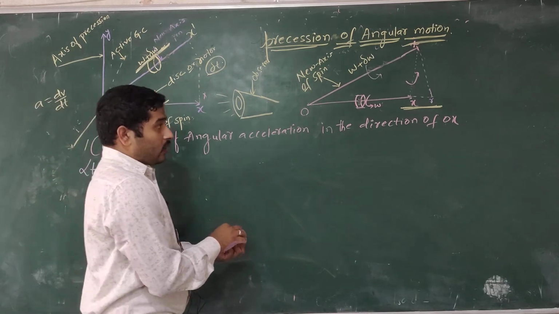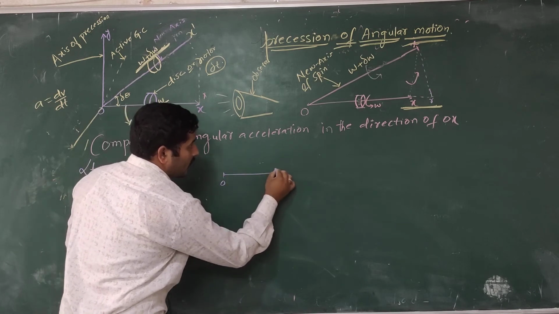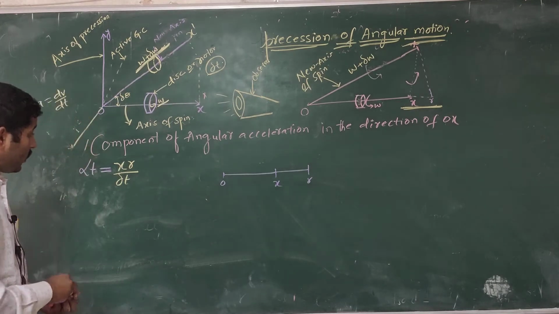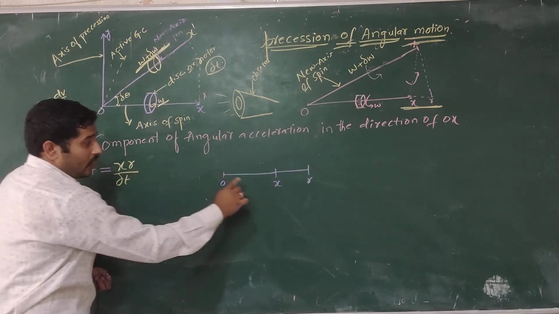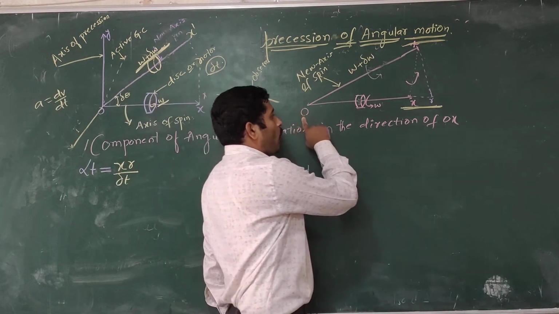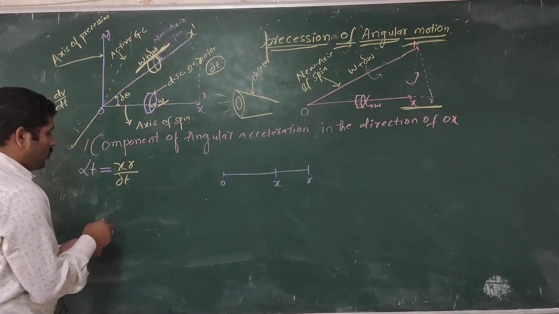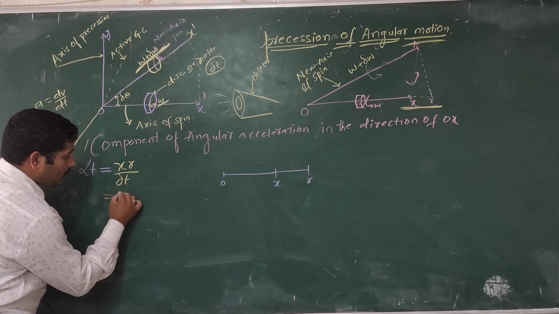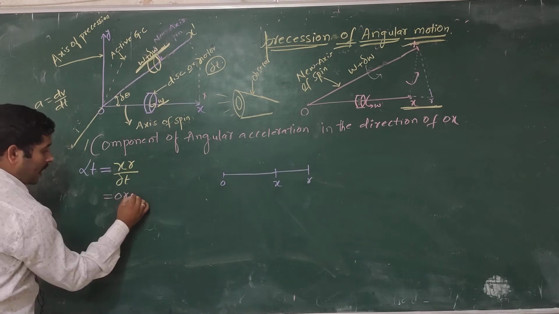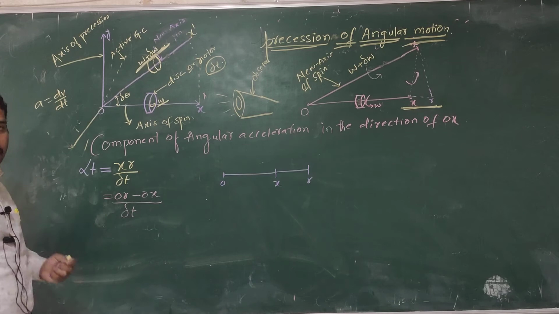Okay dear, again please concentrate over here. First is O, another one is X, another here is R. Is it right? We are talking about XR. XR means we have to observe from where? From the origin point. You have to consider from O to R. Final position OR minus OX by change of time, delta t.